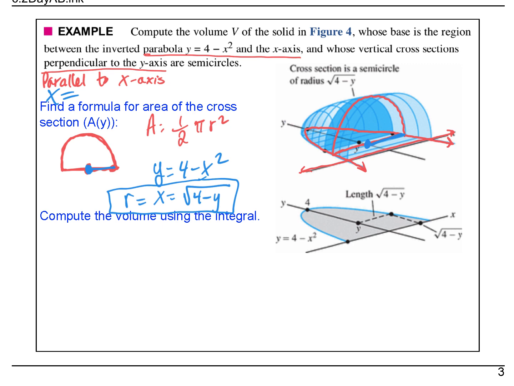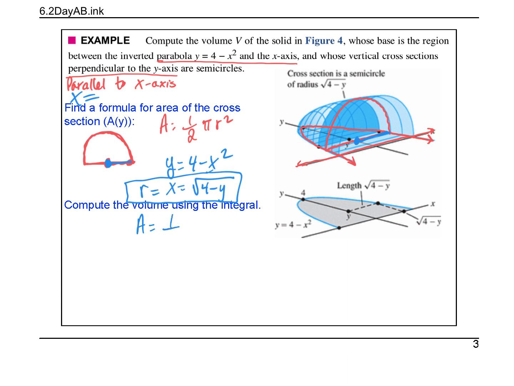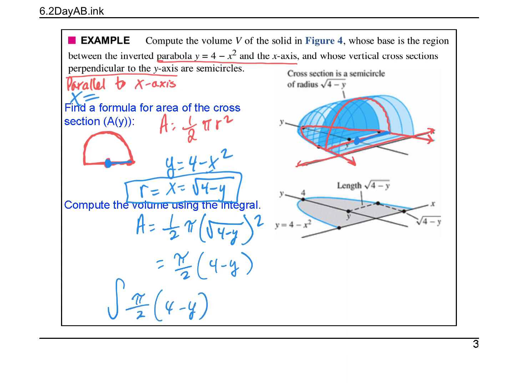So from there, I just take my r, I put it into my area formula, 1/2 pi root 4 minus y squared. Simplify it. So the root and squared go away. So you have pi over 2 times 4 minus y. We take that and we put it into the integral. The pi over 2 can go out in front, but do not forget about it.